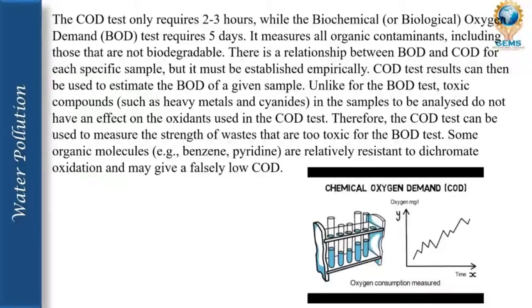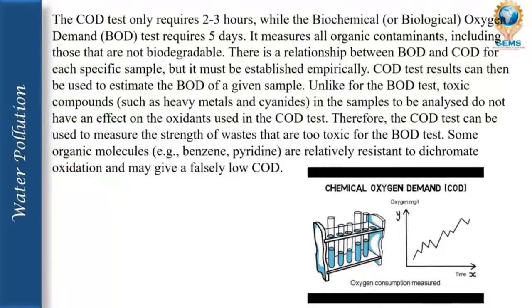So basically, when they do this test with benzene and pyridine, they have relative resistance to the dichromate oxidation and may give a falsely low COD, which will not give an exact result. When they use these two toxic materials, it automatically will not give the exact COD.